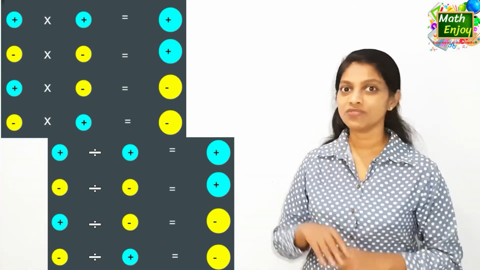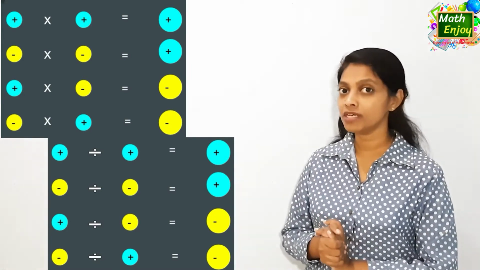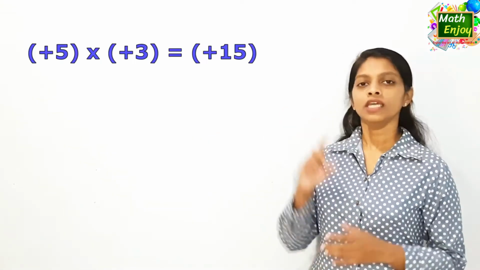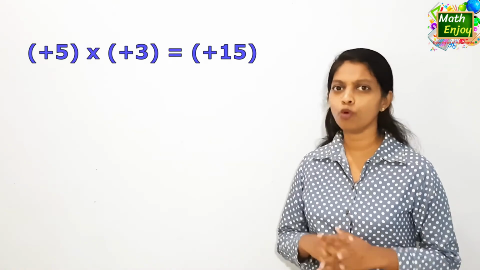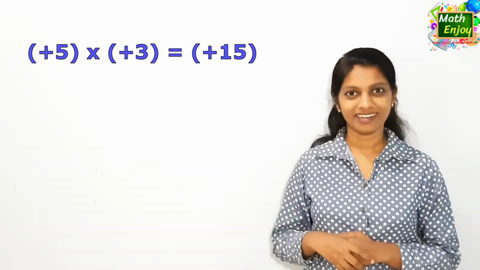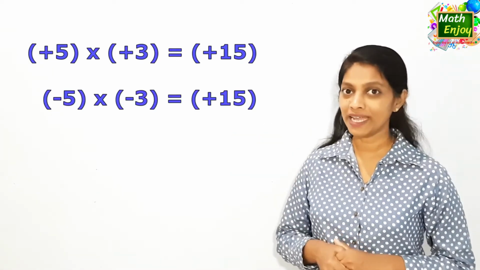Multiply two numbers with the same sign, answer is positive. Multiply two numbers with different signs, answer is negative. That's all. Here both are positive. 5 multiplied by 3. You know if both are positive, answer is positive. 5 times 3 is 15. Answer is positive 15. Minus 5 multiplied by minus 3.